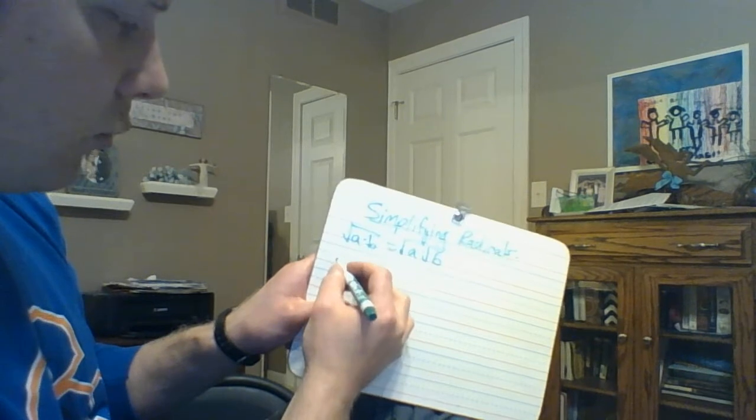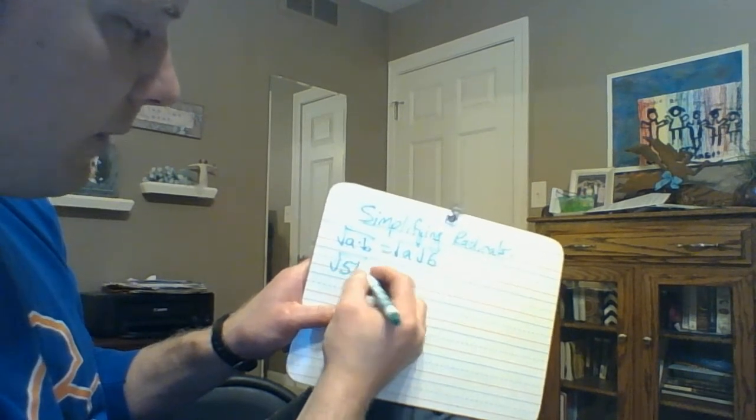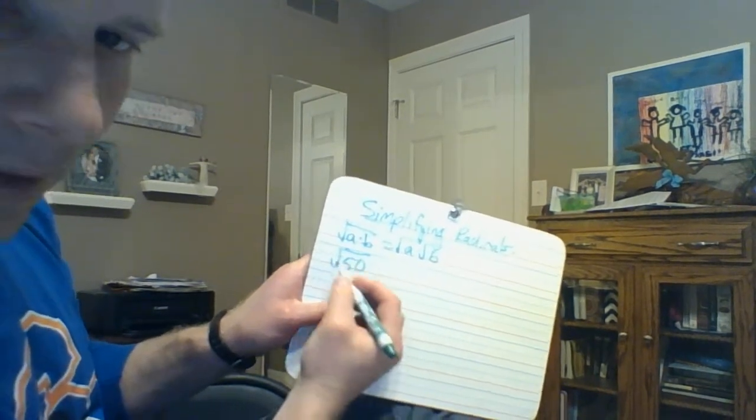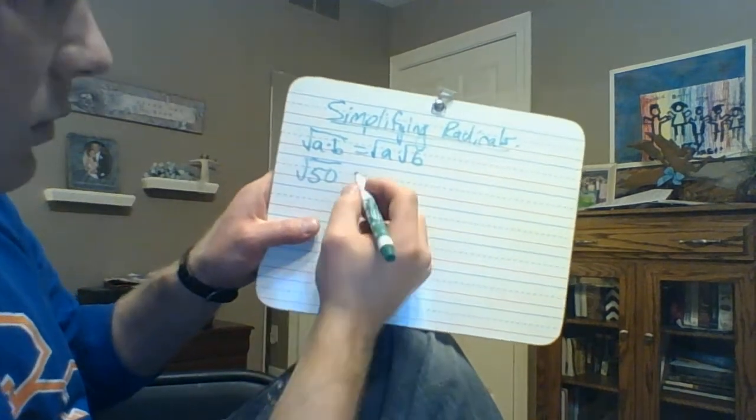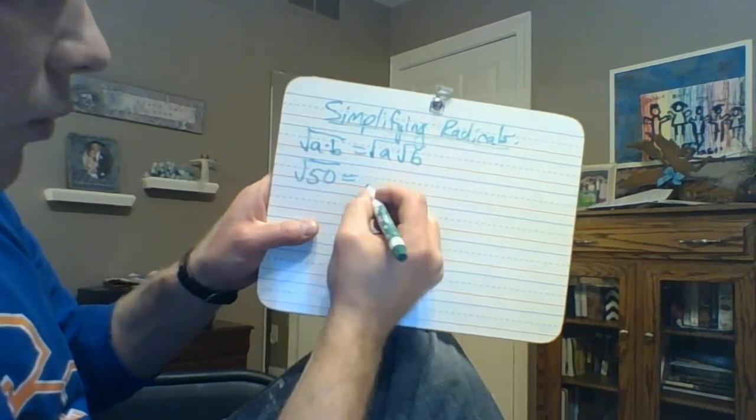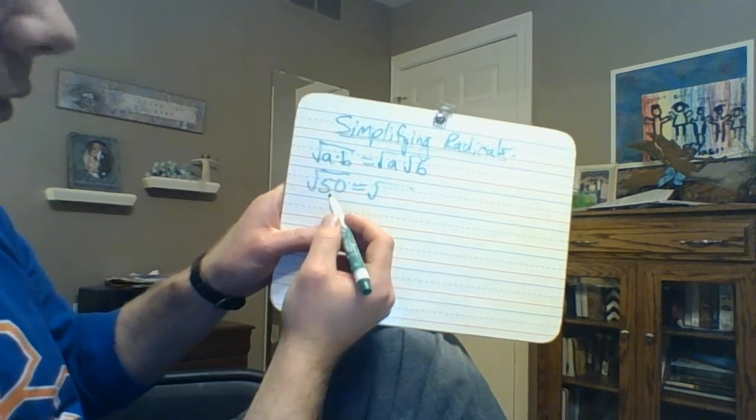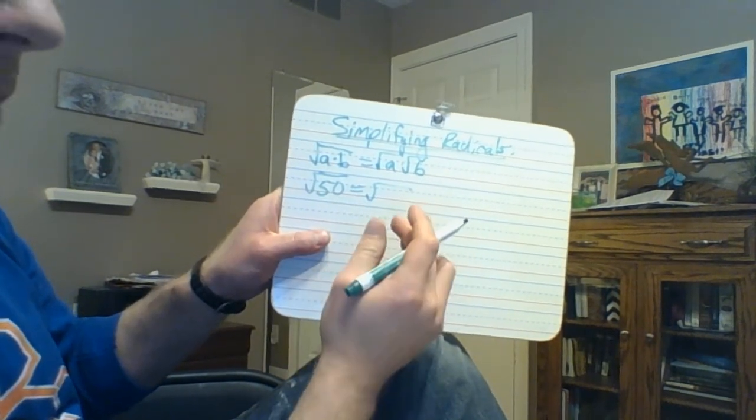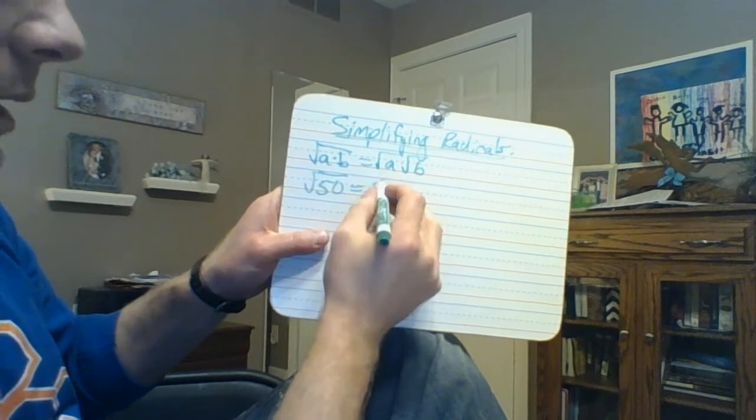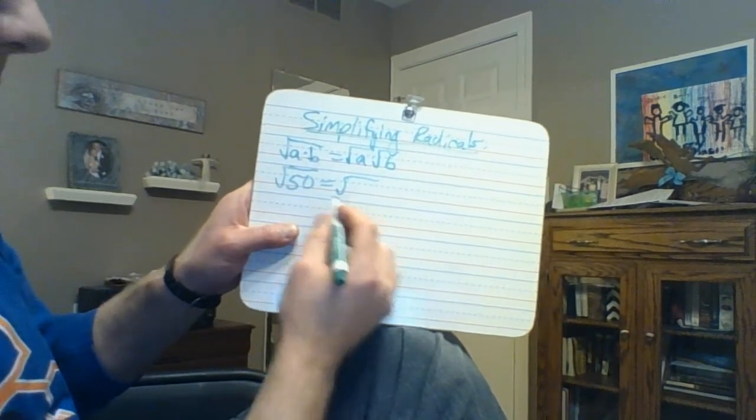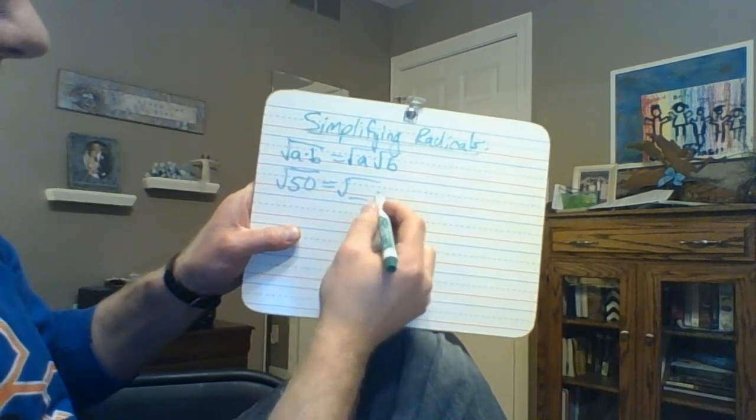Now, using that rule, if we had something like the square root of 50, if we were going to simplify the square root of 50, what we would do is we would write 50 and break it down into two of its factors. Okay, remember, factors are numbers that multiply together to give you a number. There's lots of factors that we could choose.